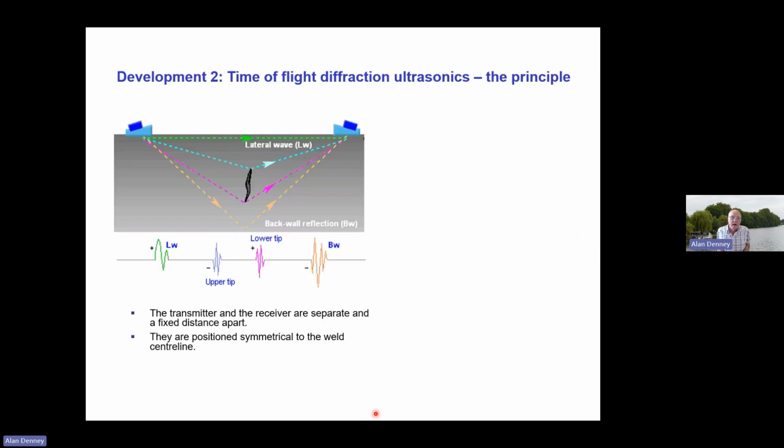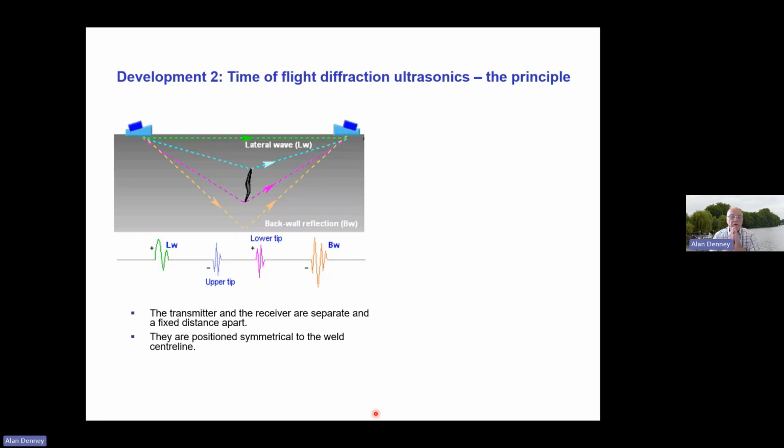And then another development is time of flight diffraction ultrasonics. Now, it's also ultrasonics, but it's very different indeed. It has the benefit that it can actually size indications very precisely, or with interpretation can be used to size indications very precisely. That's a better way of putting it. It was developed for the nuclear industry, originally at Harwell Laboratories in the UK. It's gone a long way since then.